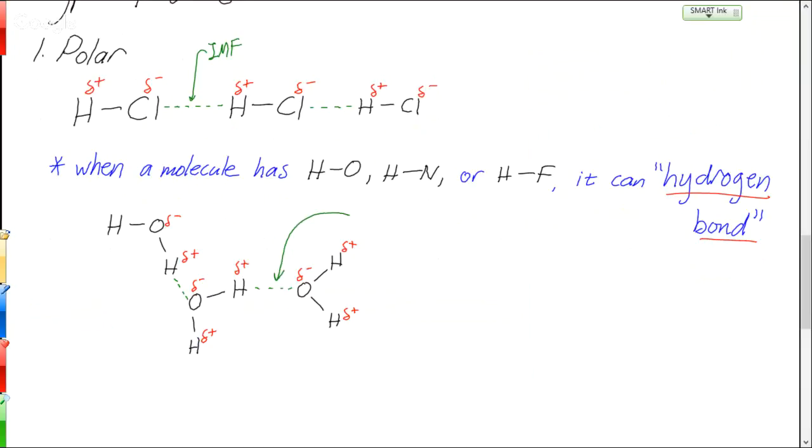So this intermolecular force is called a hydrogen bond. Which is much stronger than the regular old polar forces above. But it is still a regular polar force of positive and negative attracting. So this is why water has a high boiling point compared to other molecules of its size.